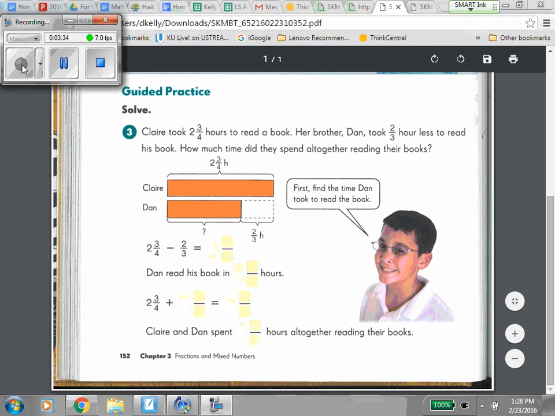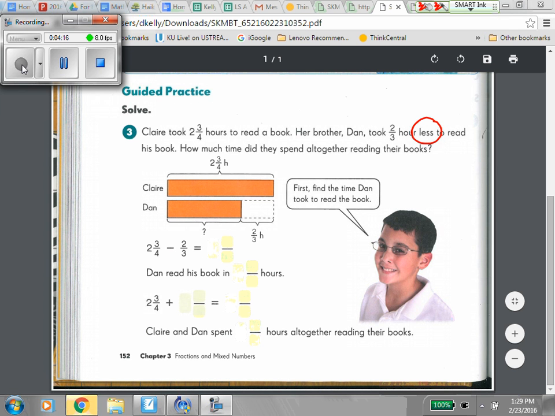This third problem on page 152, this is where it gets to be a little bit tricky. And there's a key word that is going to let you know that I better draw a bar model to help me out with this. So let's take a look at the problem. Claire took 2 3/4 hours to read a book. Her brother Dan took 2/3 hour less to read his book. How much time did they spend all together reading their books? This is a 2-part problem. So, whenever you see the word more or less, and in this case less, this is going to tell you, hey, I better draw a bar model to help me picture this.